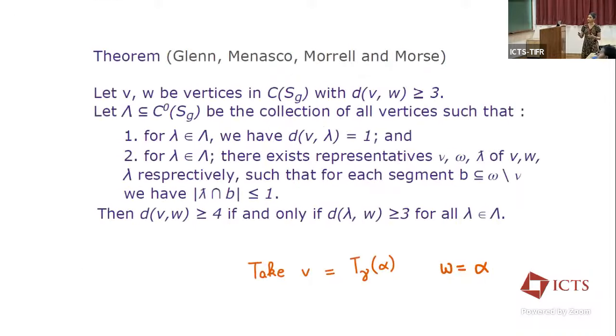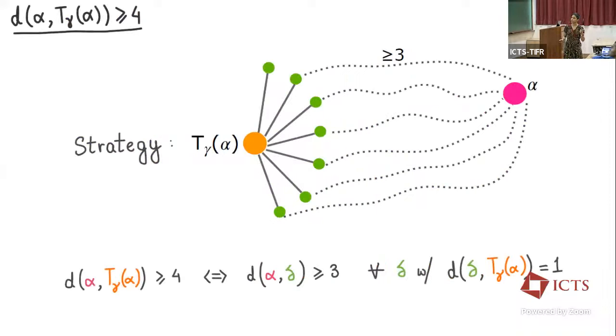But to the rescue comes this theorem by Glenn, Menasco, Morrell, and Morse. I'll not go into the theorem, but roughly what the theorem says is that if I can show that T gamma of alpha and alpha fill the surface, then I need to check this greater than or equal to 3 property for only a finite subset of the one-ball of T gamma of alpha. And the curves belonging to this subset are very nice curves which help us get the proof done.